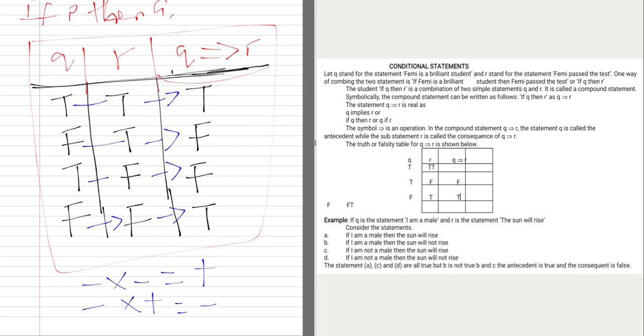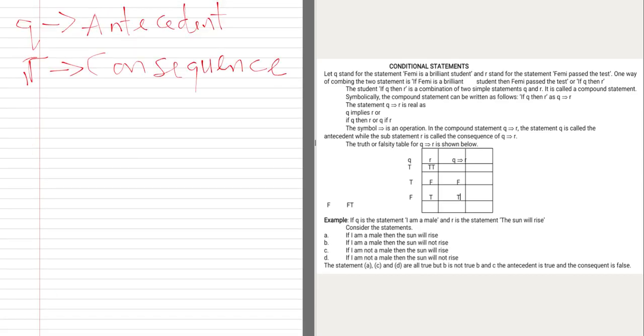Now let's see example here. They said if Q is the statement, I am a male, and R is the statement, the sun will rise. Now look at this. Look at example 1. If I am a male, then the sun will rise. What does that tell you? If I am a male, then the sun will rise.